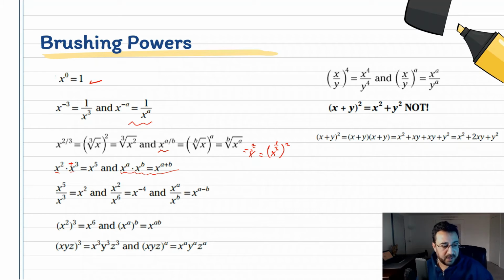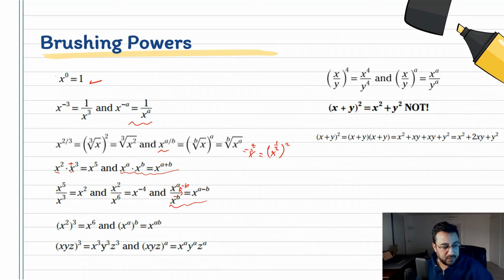X to the power of 5 over x to the power of 3, that's equal to x squared. In this case, if you go to the equation, x to the power of a over x to the power of b, that's x to the power of a minus b. So when you flip the b up here, you change the plus sign into minus. So that's x to the power of a minus b. I'm sure you know these. We're just refreshing your minds about them to make sure you are ready to get into the calculus.